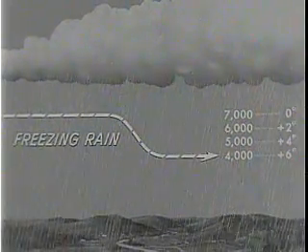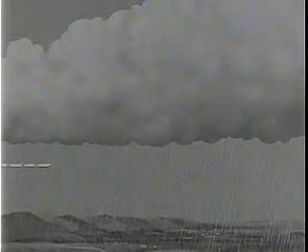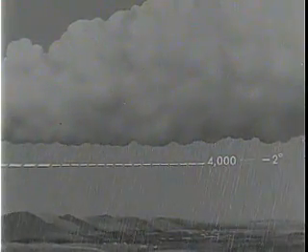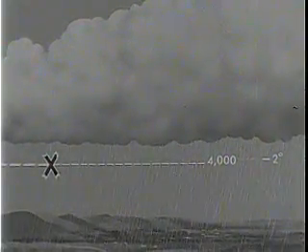However, descent to warmer air is not always possible. This pilot is flying through freezing rain at a minimum altitude. He is becoming badly iced, but does not have adequate terrain clearance to descend safely.